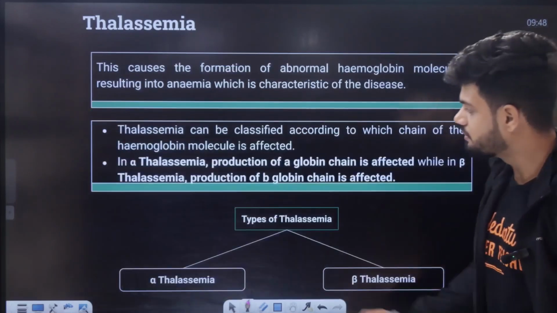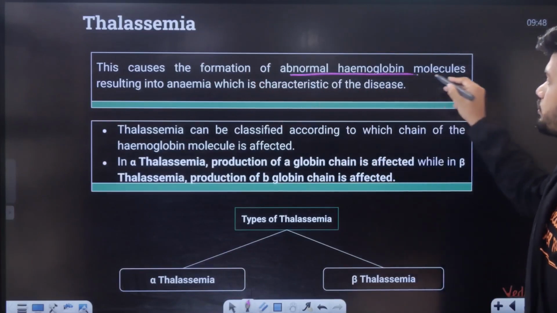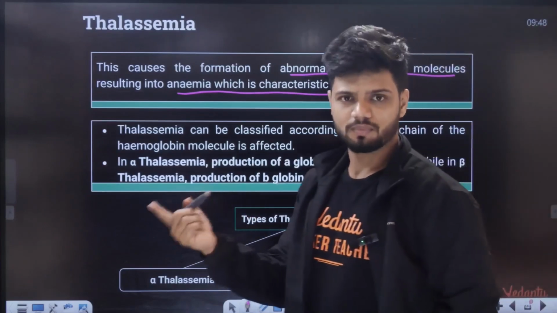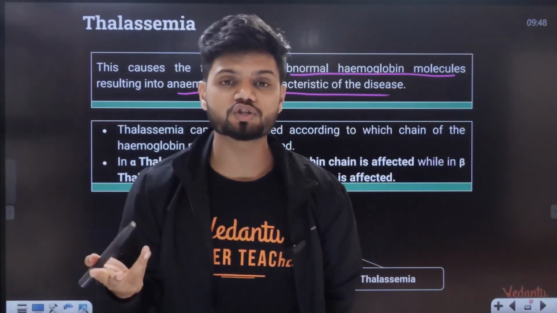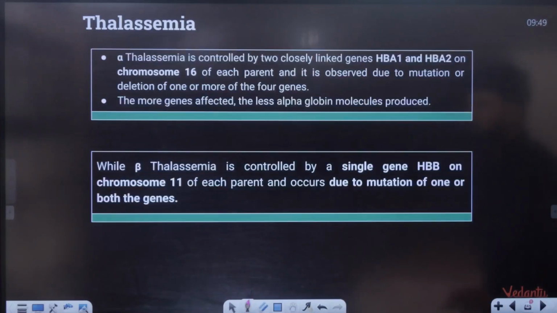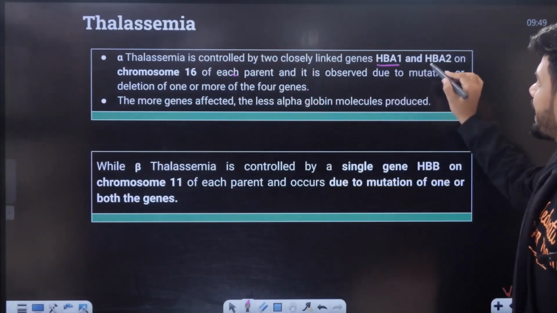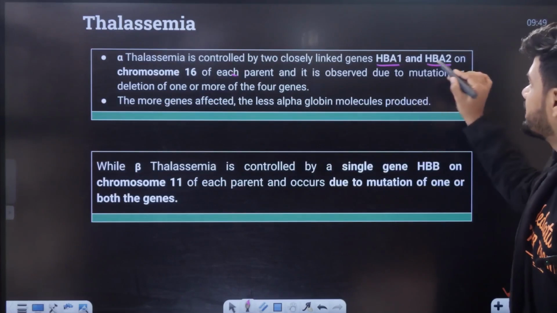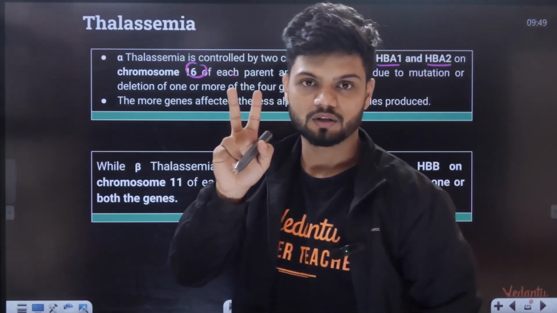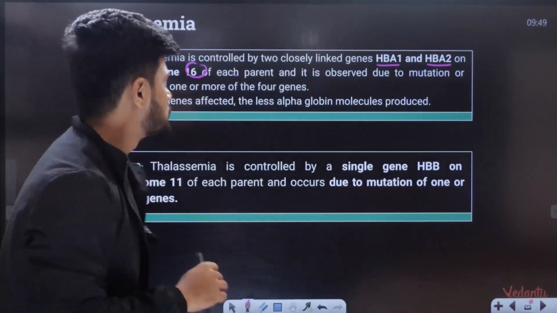So based on that we have alpha thalassemia and beta thalassemia. This causes a formation of abnormal hemoglobin molecules resulting in anemia, which is a character of this disease. Obviously, with the alpha chain missing or beta chain missing, the hemoglobin is not functioning properly. Okay. Now what is alpha thalassemia? Understand, alpha thalassemia is controlled by two closely linked genes, HbA1 and HbA2, hemoglobin A1, A2, on chromosome 16 of each parent. So one parent has 2 genes, two parents have 4 genes. Okay, so there are 4 genes.